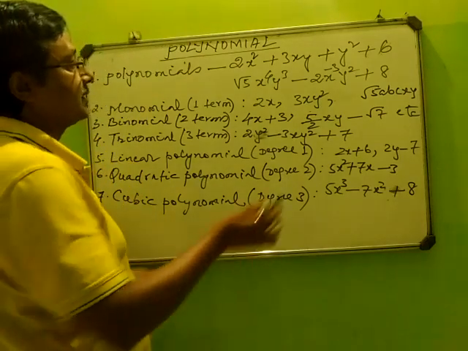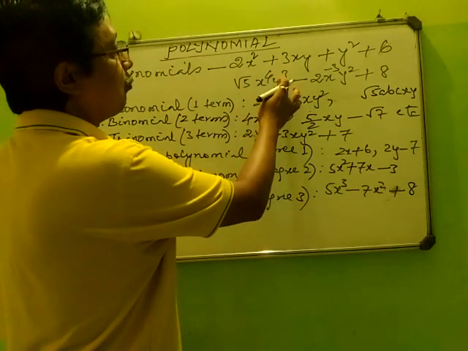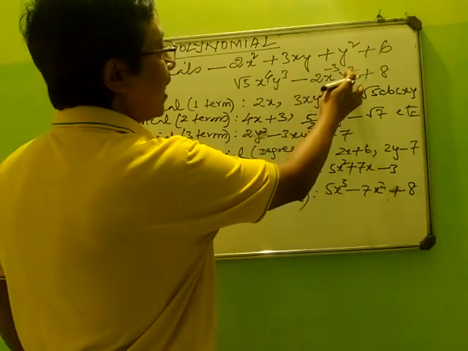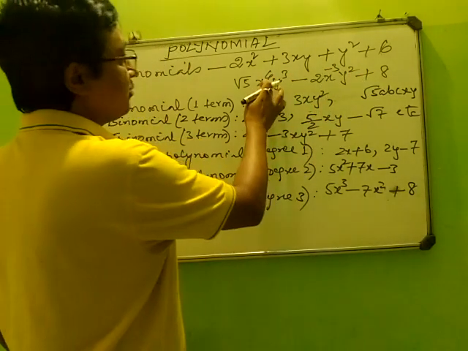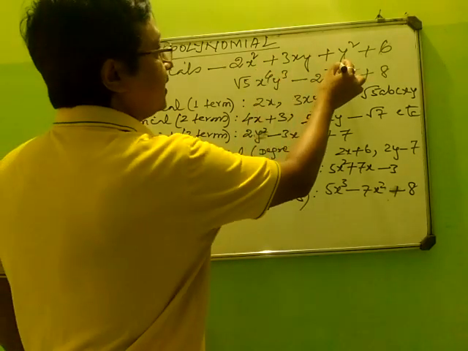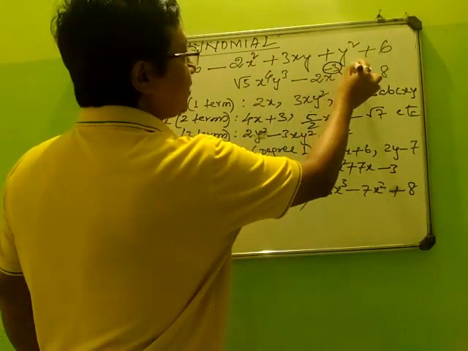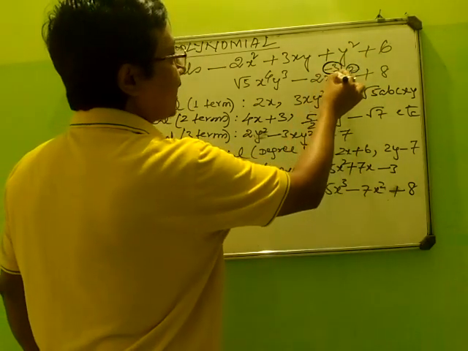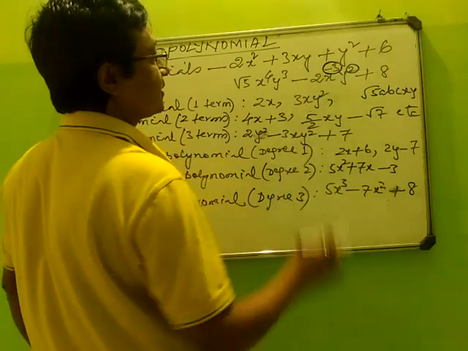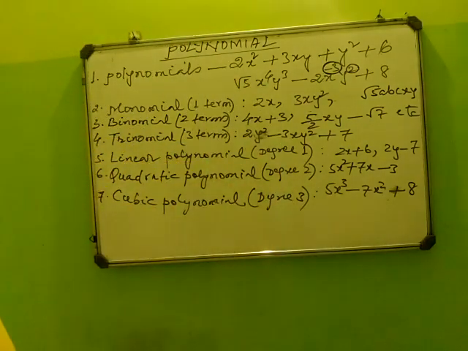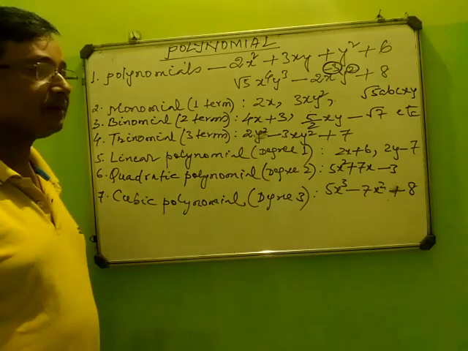Now next one you see x to the power 4 y cube minus 2 x to the power minus 3 y square plus 8. This one is positive power, this one is positive power, this one is negative power, this one is natural number. Because of the presence of the power minus 3 over x, that is why this is not called a polynomial.